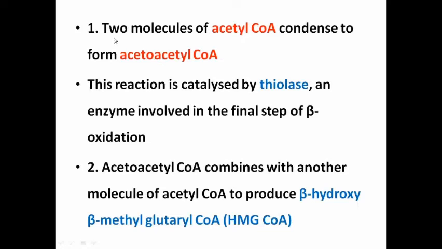First step: two molecules of acetyl coenzyme A are combined together to form acetoacetyl coenzyme A. In this reaction an enzyme is involved. The name of the enzyme is thiolase. This thiolase enzyme is involved in the last step of beta oxidation, as we discussed in the last class.